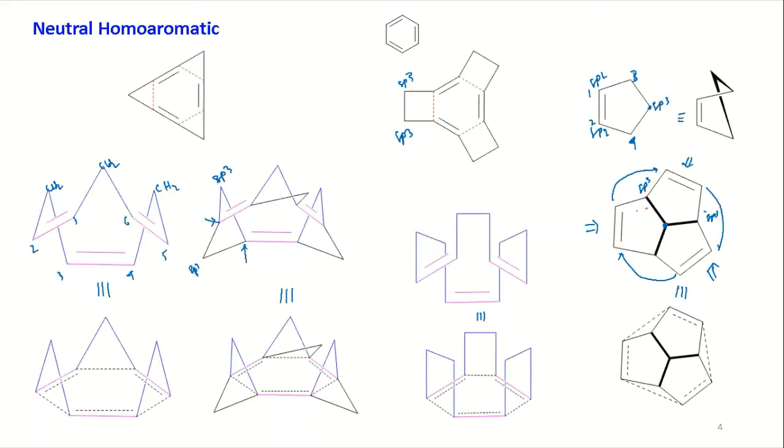Hello, sir. Hello. Yes, yes. Tell. In the example where we have one sp3 and sp2, how is the 4n plus 2 rule obeyed, sir? There is only one pi bond.